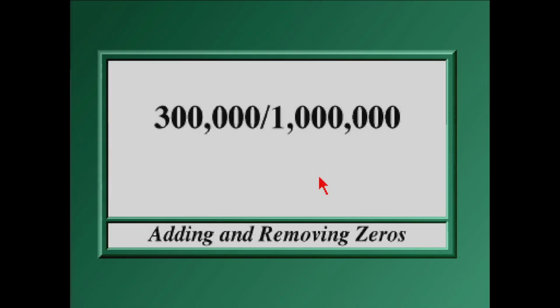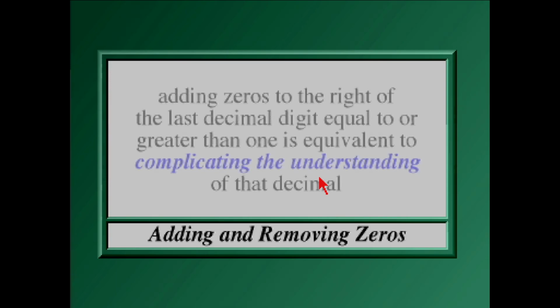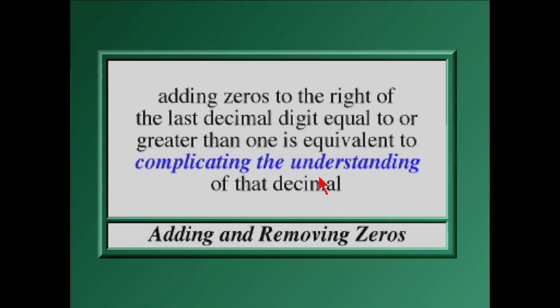For example, 300,000 millionths is a difficult decimal to comprehend. It is easier to read this decimal as 3/10. Adding zeros to the right of the last decimal digit equal to or greater than 1 is equivalent to complicating the understanding of that decimal.